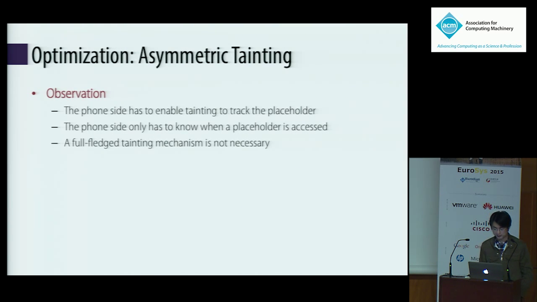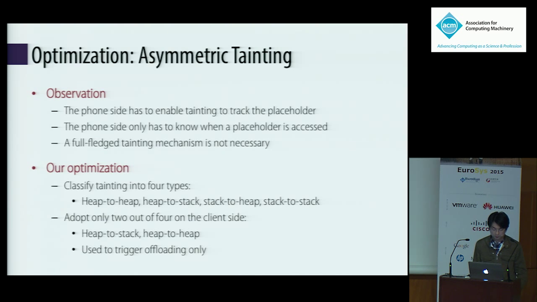And we also do an optimization named asymmetric tainting. We have such an observation: the phone side has to enable tainting to track the placeholders. However, since the phone only needs to know when a placeholder is accessed, a full-fledged taint mechanism is not necessary. Our optimizations work like the following.